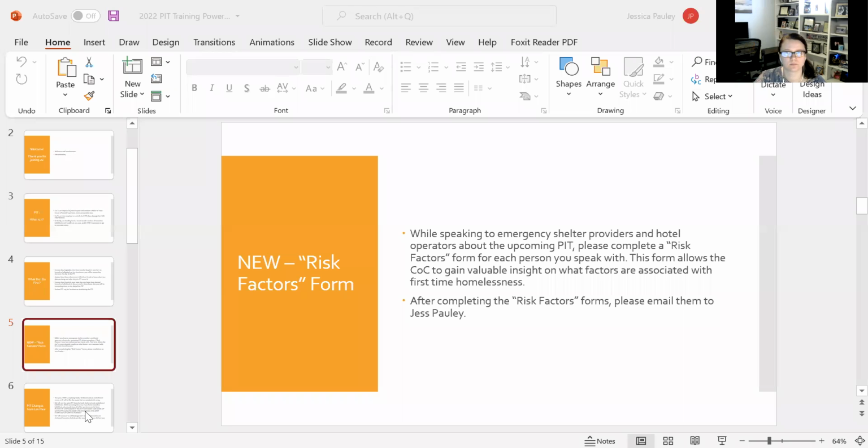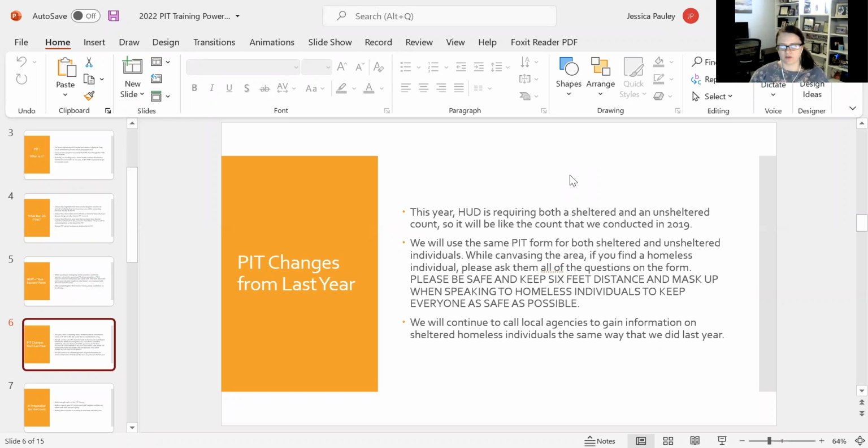Let me go ahead and pull back up the PowerPoint. If you were with the agency last year, you know that last year's count was a little bit different. This year, HUD is requiring both a sheltered and an unsheltered count, similar to the count we conducted in 2019. So for this year, we will use the same PIT form for both sheltered and unsheltered individuals. Sheltered individuals are those who may be staying in a hotel or an emergency shelter, and then unsheltered individuals would be those who are either in a vehicle, in an abandoned building, outside, on the street. That's the difference between those 2 types of categories.